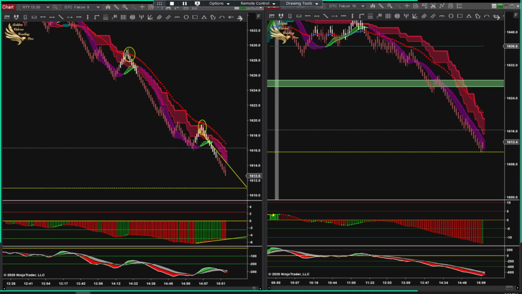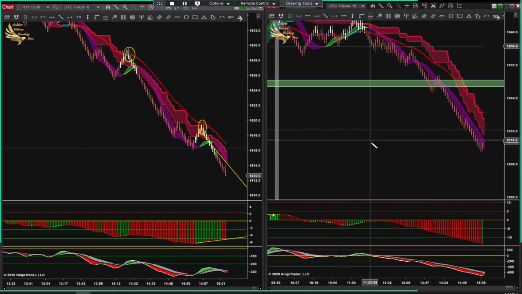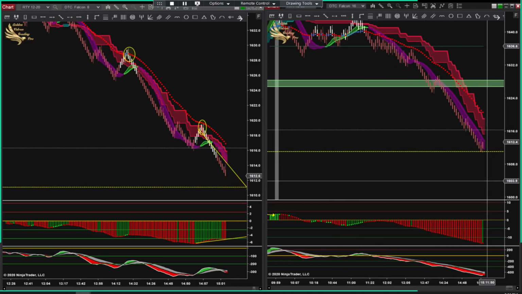What is this yellow dot line? That's a line that I put there. I can make it go away that quick, or I could put it back that quick. It's just my line.